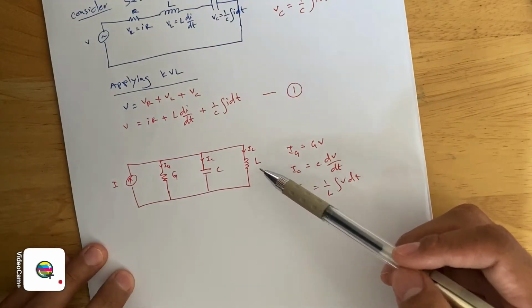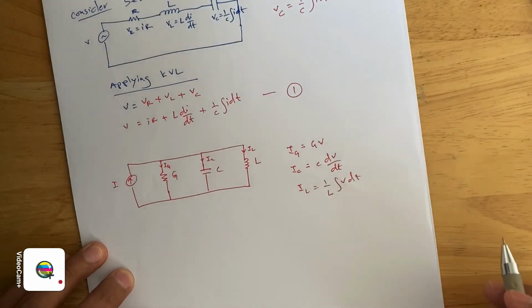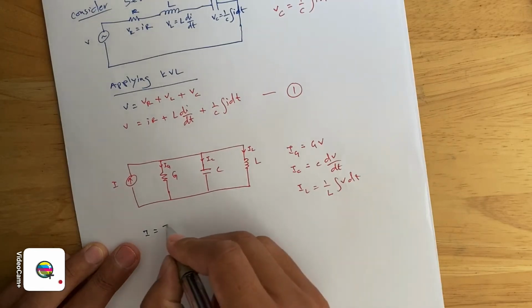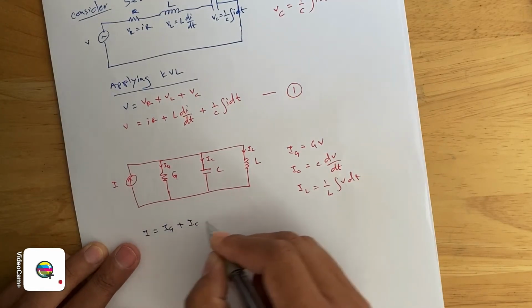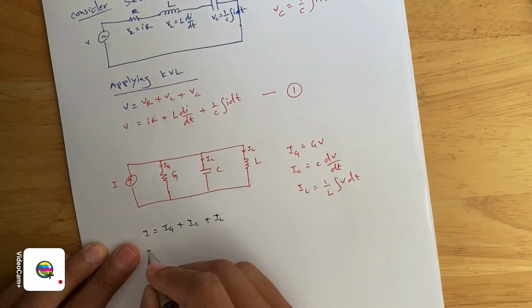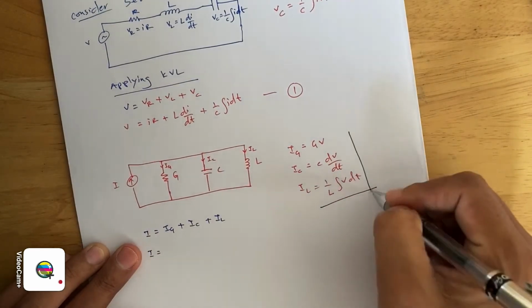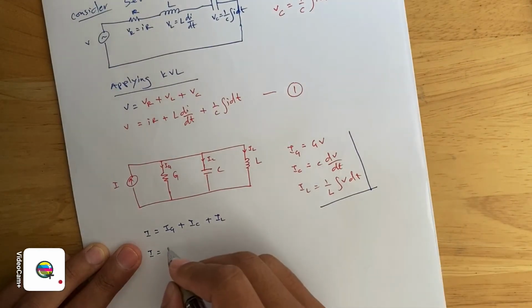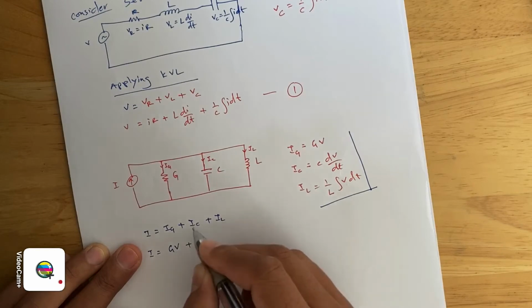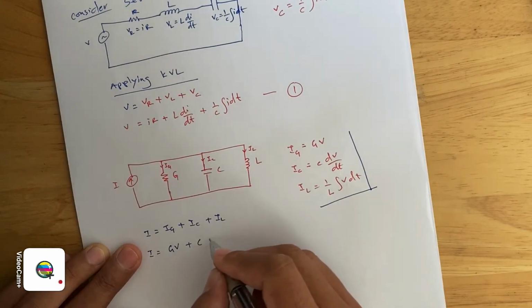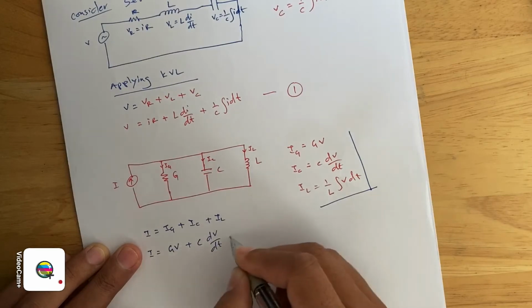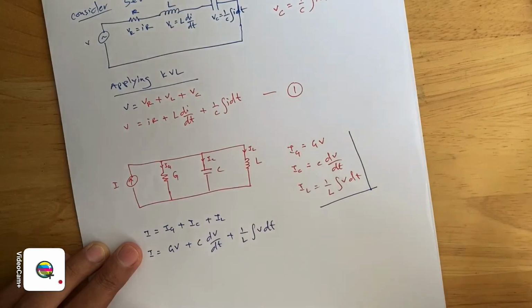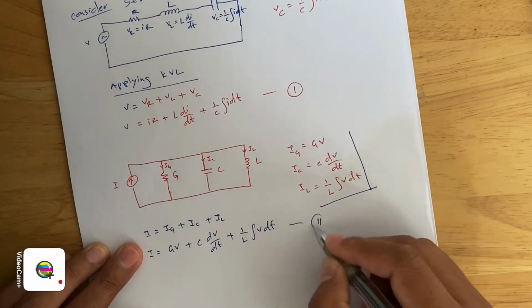And then if we apply Kirchhoff's current law in the second network, your total current I will be equal to Ig plus Ic plus IL. If we replace these with the values, then I will be equal to G v plus C of dV by dt plus 1 by L of integral V dt. Let's name this the second equation.